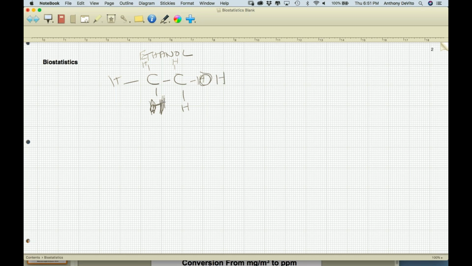So let's calculate the molecular weight of ethanol. Molecular weight of ethanol is equal to 2 carbons. What's carbon? 12, right? Okay, 2 times 12 is 24. Plus, how many hydrogens do we have? 1, 2, 3, 4, 5, 6, right? They're each 1, so plus 6. Plus oxygen. What's oxygen? There you go. So what's the molecular weight of ethanol? It's 24 and 6 is 30, plus 16 is 46.